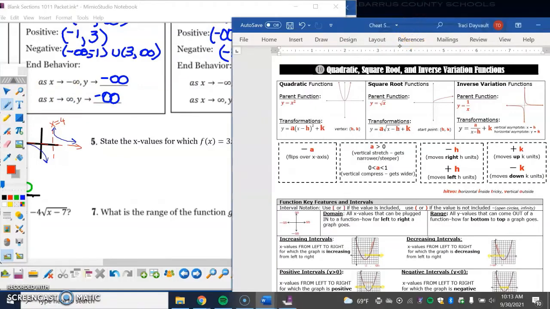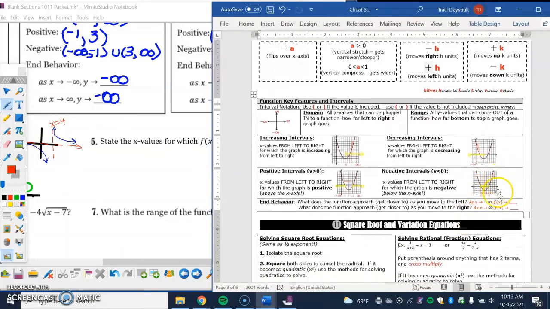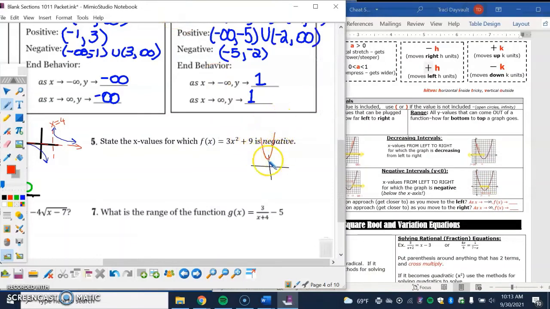Well, remember, when the function is negative, the intervals where it's negative are going to be below the x-axis. So when it's below the x-axis, that's going to be the negative intervals. When is this graph below the x-axis? It's not. It never goes below the x-axis. So there are no x values when this function is negative. There's nothing you could plug in that would give you a negative. If it asked when is it positive, we would say the x values from negative to positive infinity give us a positive.